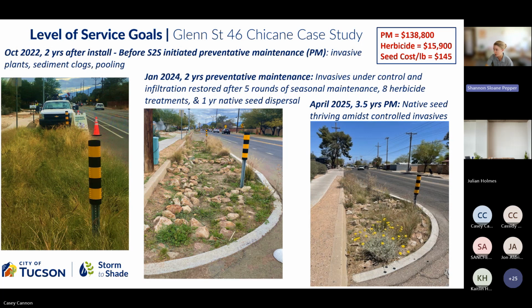And then by April of 2025, 3.5 years of preventative maintenance later, you can see that the native seed plants are thriving. The invasives are under control, and then you can't see in this picture, but the infiltration capacity was restored to this asset as well. So it's just something to think about. Asset management, preventative maintenance, very important for green assets and their functionality. Next slide.